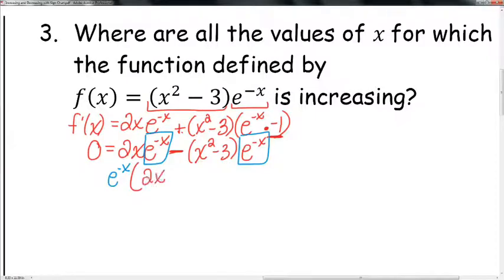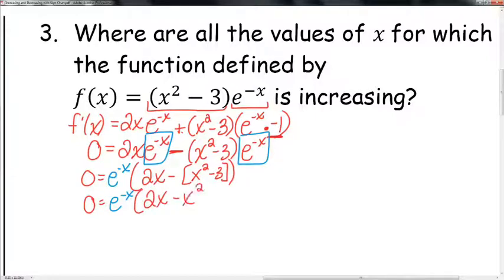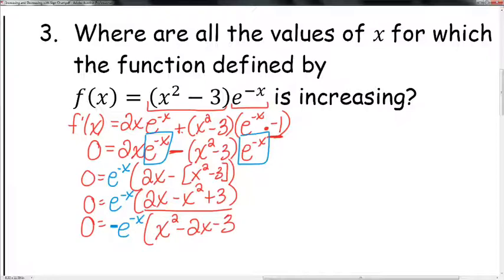That means 2x minus x squared minus 3. Please keep that in parentheses so you remember to distribute your negative. So I have 2x minus x squared plus 3. And I don't like working with a negative x squared, so I'm going to factor out a negative from this quantity right here. So this becomes negative e to the negative x. And then I'm going to put this in order. So instead of negative x squared, I'm going to have positive x squared. Instead of positive 2x, I'm going to have negative 2x. Instead of positive 3, I have negative 3.